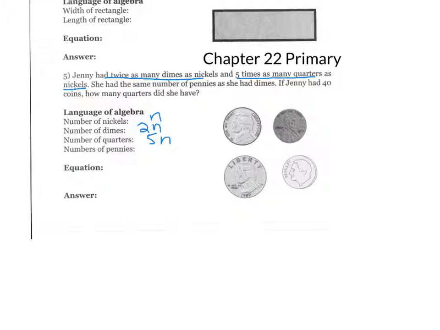And then the same number of pennies as dimes. So pennies should be the same as dimes, so it should also be 2n. That's a tricky one some people had trouble with. So when we write our equation, we'll say the pennies plus the dimes, but instead of putting D for dimes, we'll put 2n because there's twice as many dimes as nickels. Quarters, instead of writing Q, we're going to say there's 5 times as many quarters as nickels, and finally the same number of pennies as dimes.